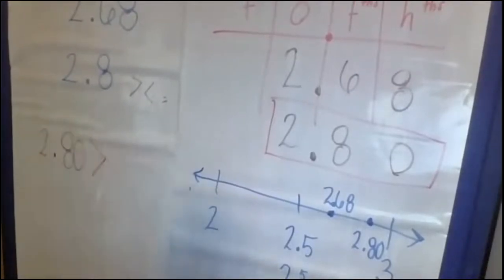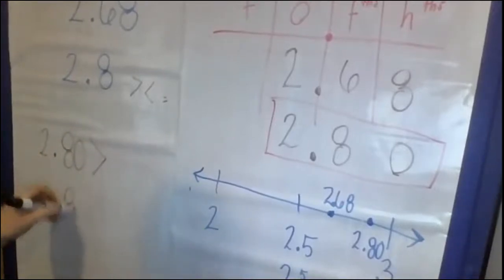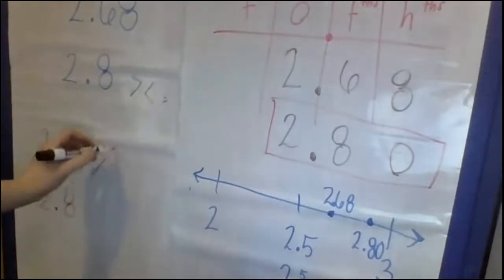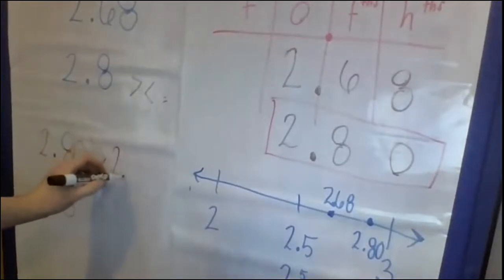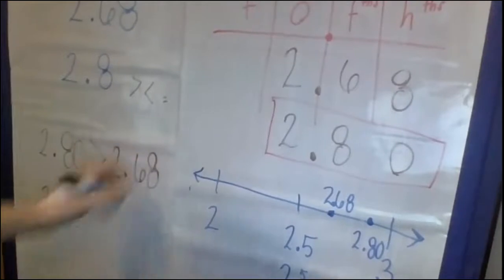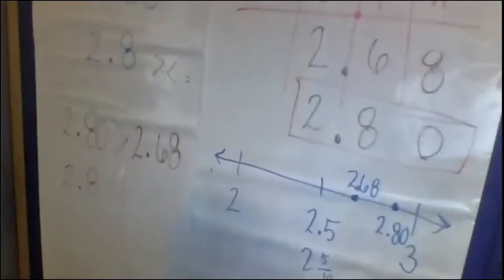Excellent. 2 and 80 hundredths or 2 and 8. You could have written it 2.80 or 2.8. We know those mean the same thing. Is greater than, so the alligator's eating the bigger one, than 2 and 68 hundredths. Excellent. Thank you, Ethan, for sharing.